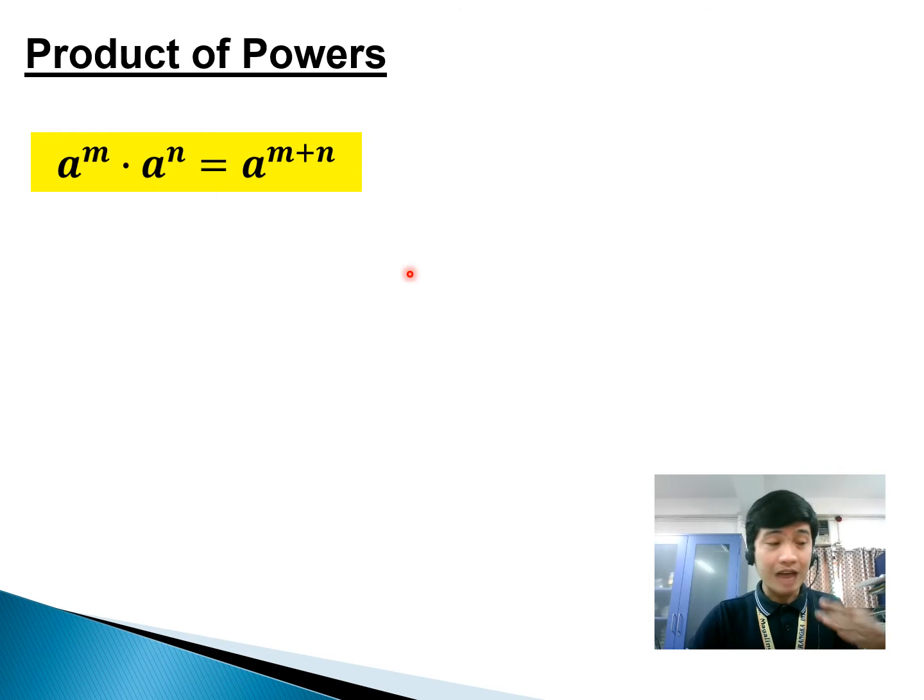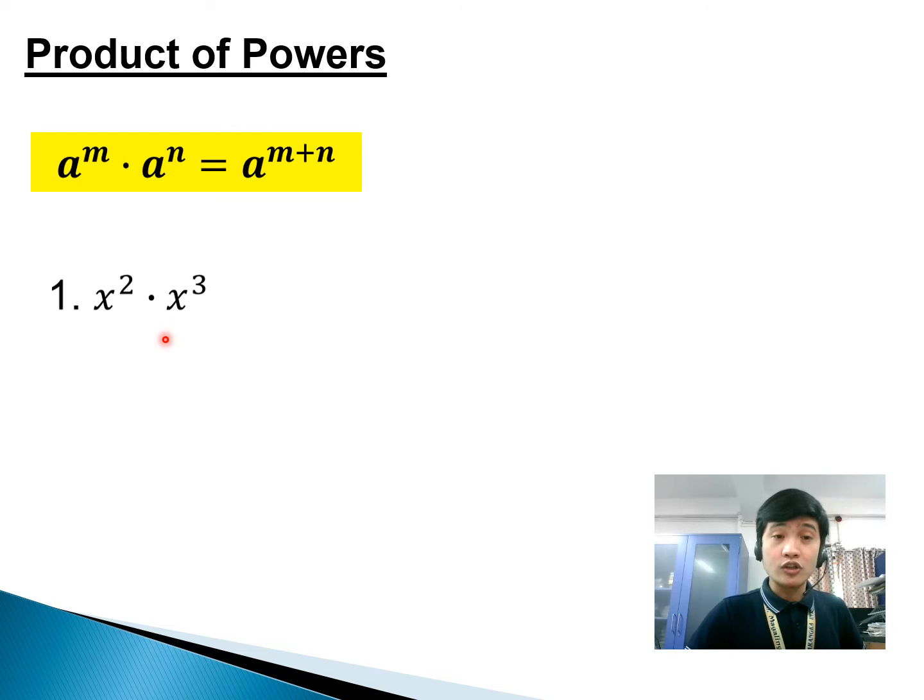Okay? So let's have an illustration or an example. So for number 1, you have x raised to 2 times x raised to 3. If you are trying to check number 1, they have the same base, which is x. So mangyayari dito, applying this rule, we will have x raised to 2 plus 3. We just copy the base, x, and then we add the exponents. As a result, their product will be x raised to 5. So x raised to 2 multiplied to x raised to 3 is equal to x raised to 5.